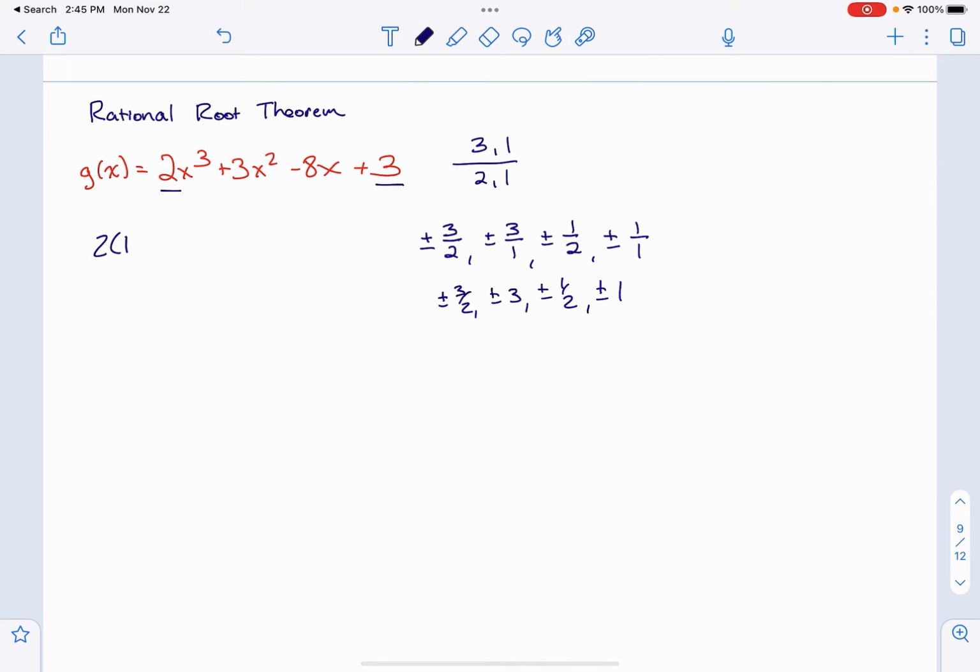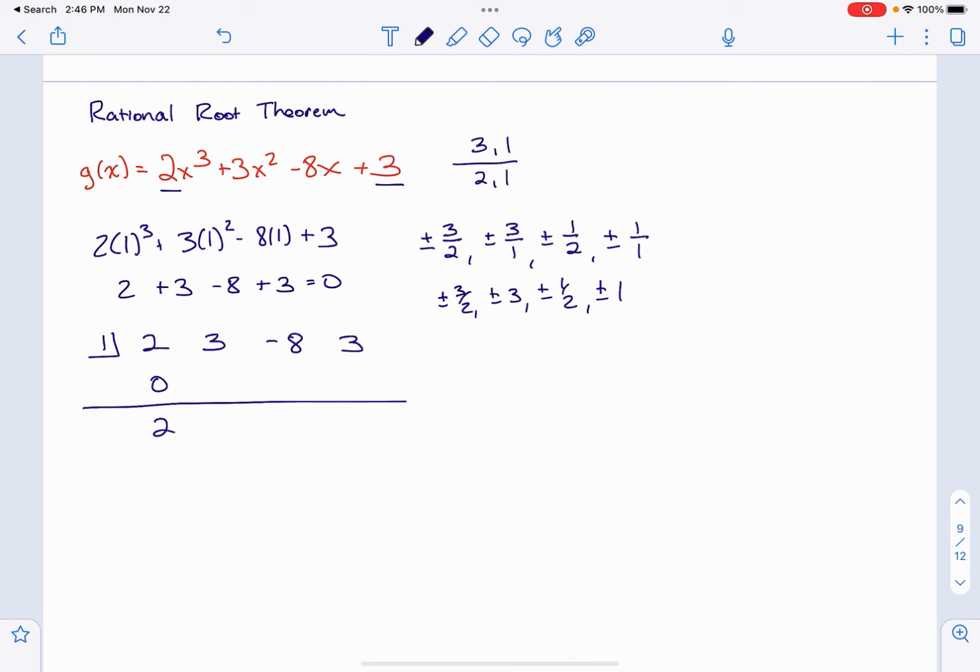So 2 times 1 cubed plus 3 times 1 squared minus 8 times 1 plus 3. What does that equal? That's 2 plus 3 minus 8 plus 3, which does equal 0. So eureka, right off the bat, we found one that we know is a root. So let's synthetically divide that. 1 into 2, 3, negative 8, and 3.